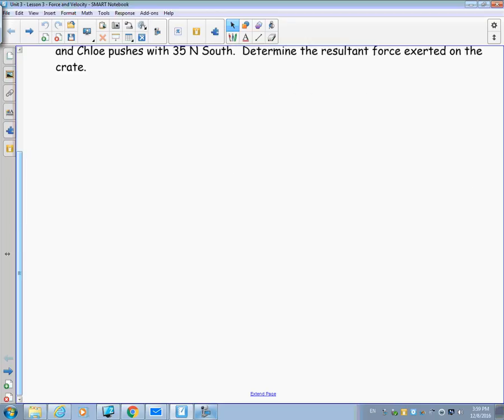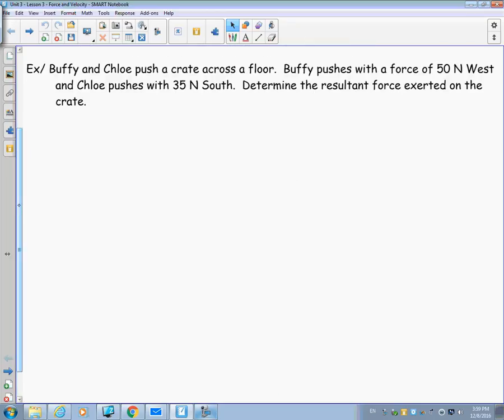So we have Buffy and Chloe, and they're trying to push a crate across the floor. So we've got ourselves a crate. Okay, Buffy pushes with a force of 50 newtons west, and Chloe pushes with 35 newtons south. Newtons are the way of measuring our forces, just so we're all on the same page with that.